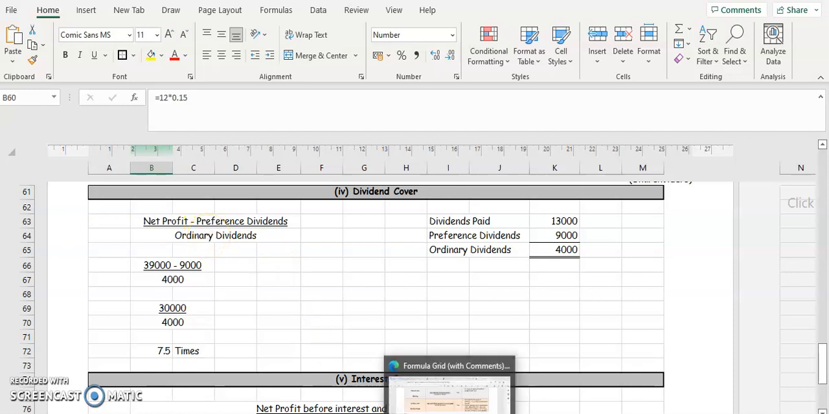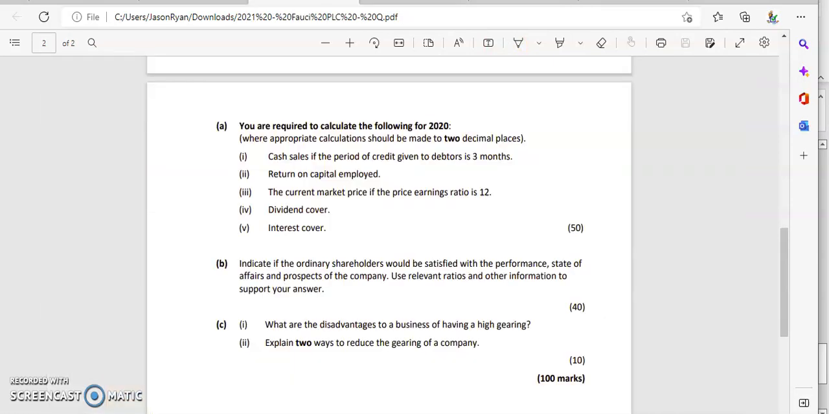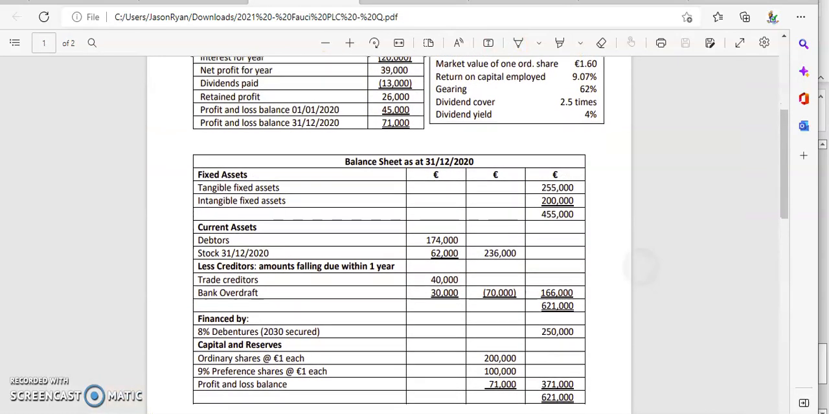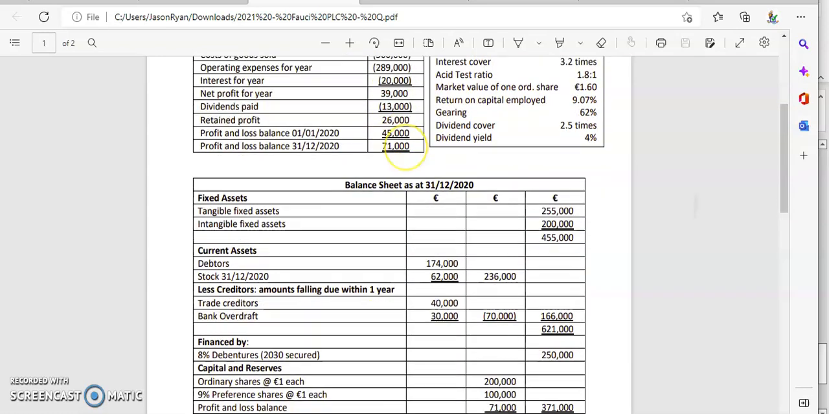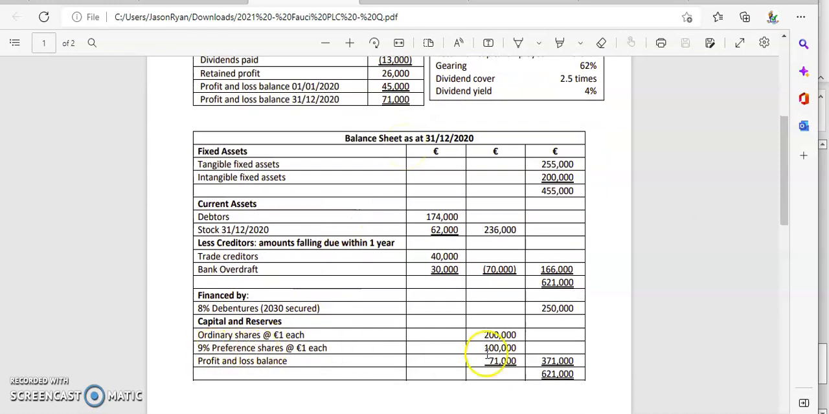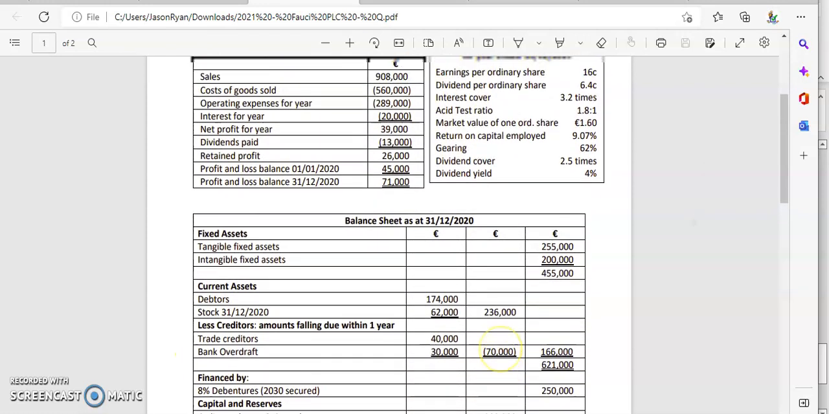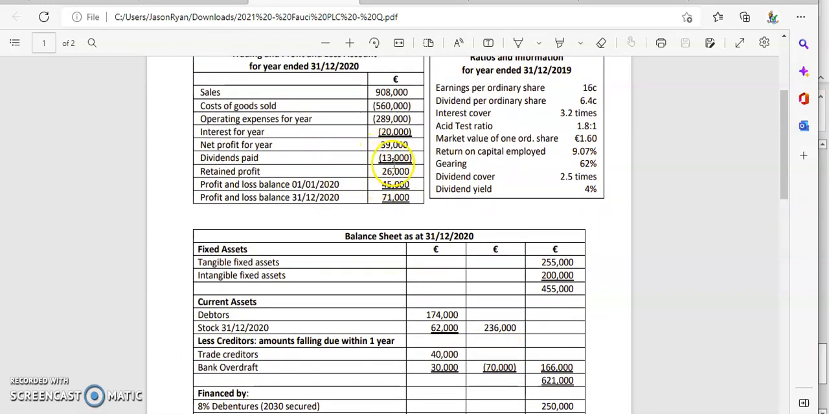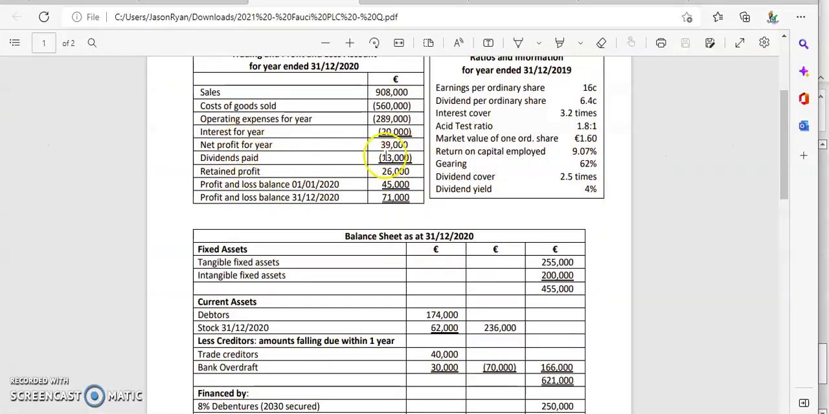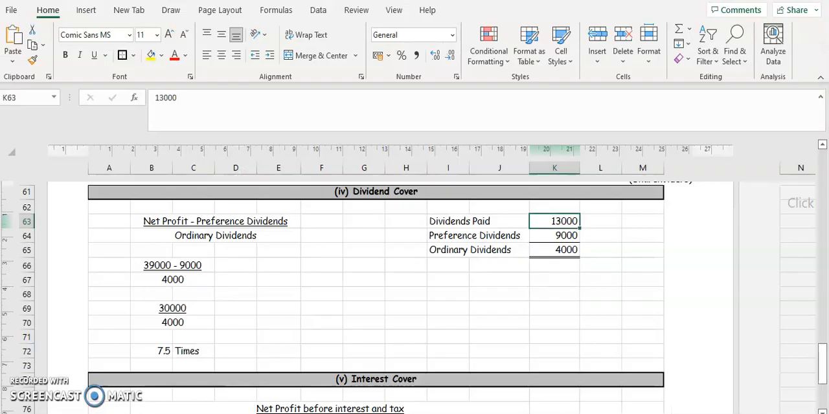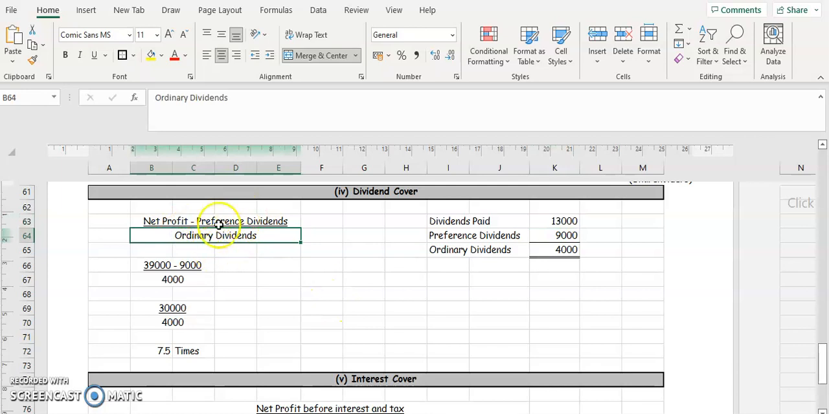Now we know from the question that our net profit is 39,000. We've calculated previously that your preference dividends are 9% of 100,000, which is 9,000. So your ordinary dividends is 13,000 minus 9,000. Your dividends paid was 13,000, taken straight from the question. Remember, dividends paid is made up of ordinary dividends and preference dividends, so we're looking for the ordinary dividends for this question.